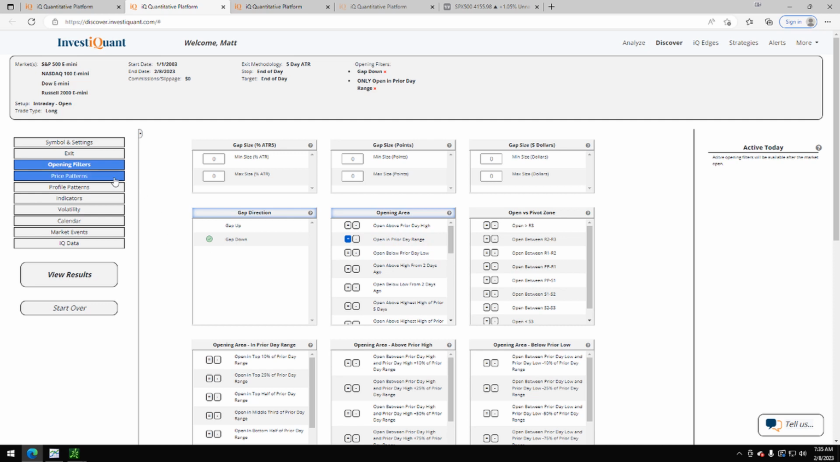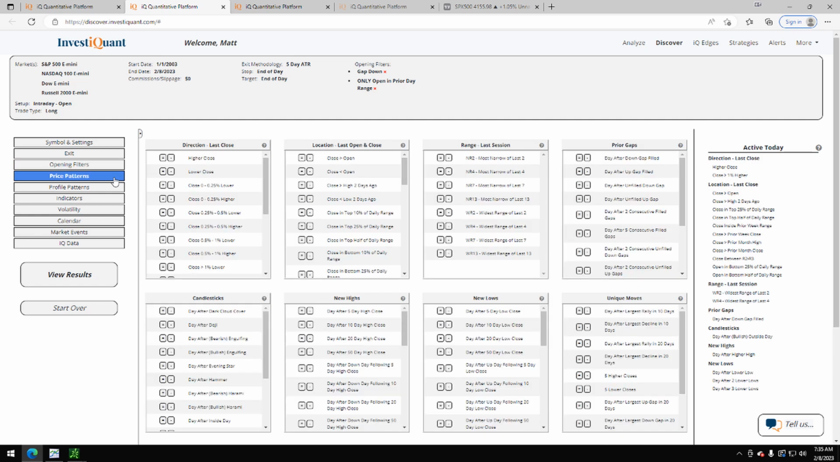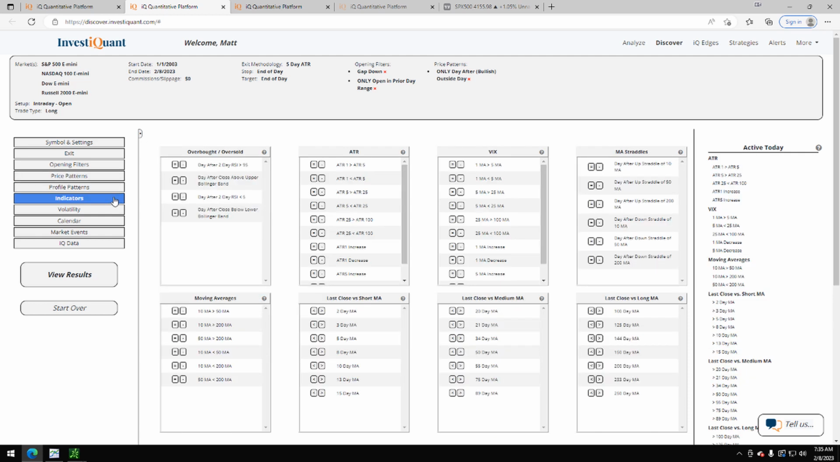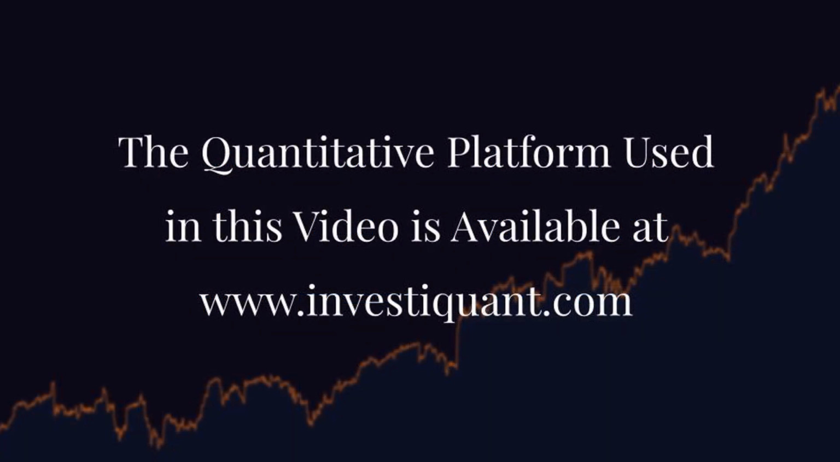testing. I'm going to go down to the price patterns library, and I'm going to grab that bullish outside day from our candlestick patterns, which is over here on the active today. If I click on that, it gets selected. It's also in the candlesticks library right here. You can scroll down and see that. Next thing I'm going to do is put us in a similar market environment. We closed above a 10 and 200-day simple moving average yesterday. Then I'm going to click view results.